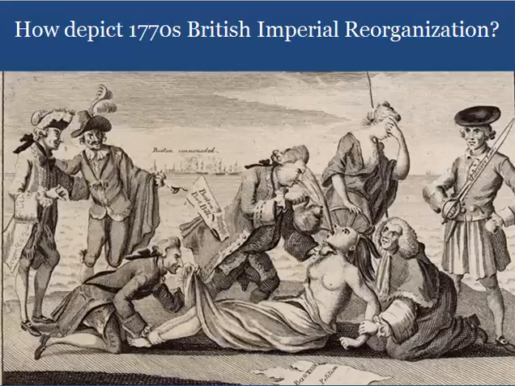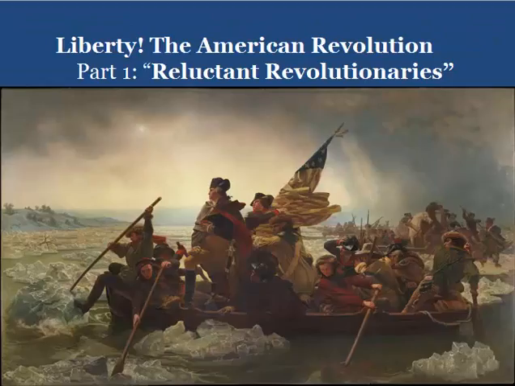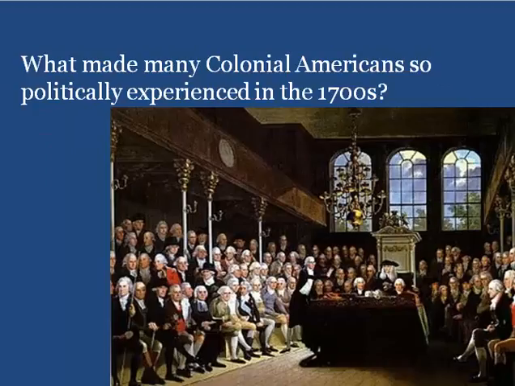Who's going to help America? Well, the Americans are. And here is George Washington in this fantastic painting of the Christmas crossing of the Potomac, a sneak attack upon the British Army. And I invite you to, after this lecture, watch Part 1, Reluctant Revolutionaries, which outlines and complements this lecture a little further. So, I hope you will ace this part, what made many colonial Americans so politically experienced in the 1700s.